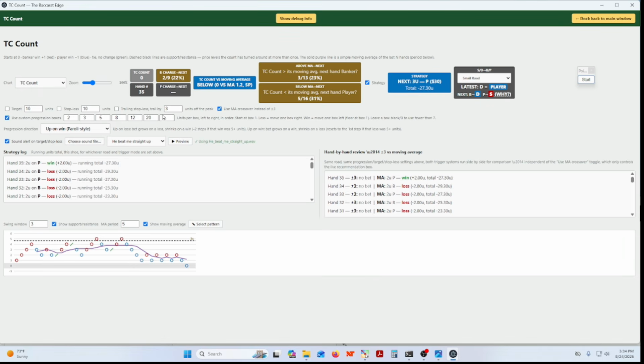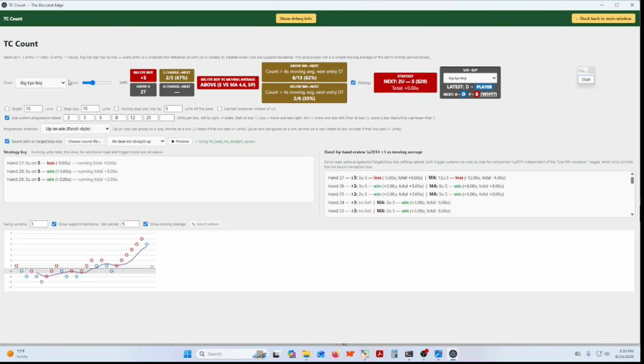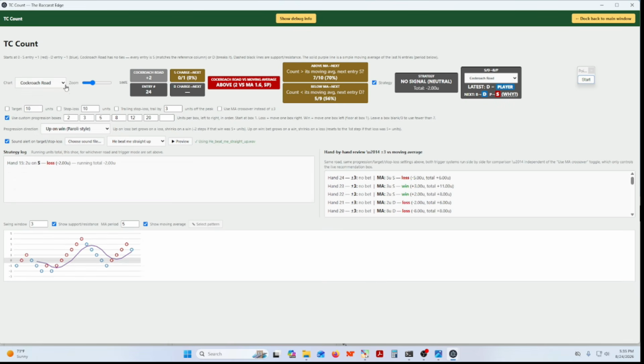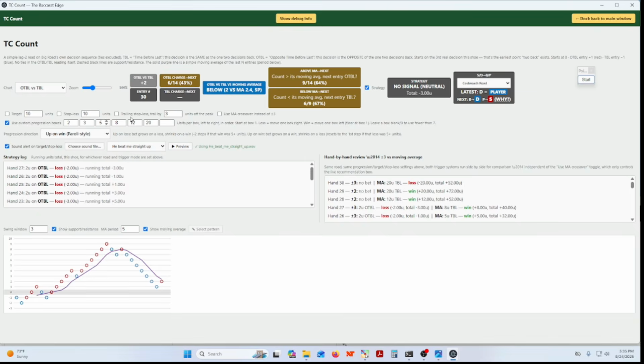2, 3, 5, 8, 12, 20. I took off the stop loss. Let's see if there's a difference. There's a difference in the +3 and -3 on that. And this is just the regular banker player chart. That's with the big eye boy. Big eye boy is even right now. Small road is down 10 units. Cockroach is down 2 units. Opposite time before last is down 3 units.